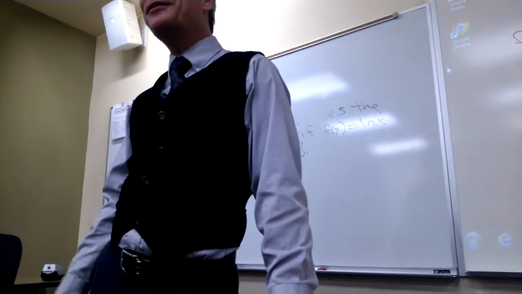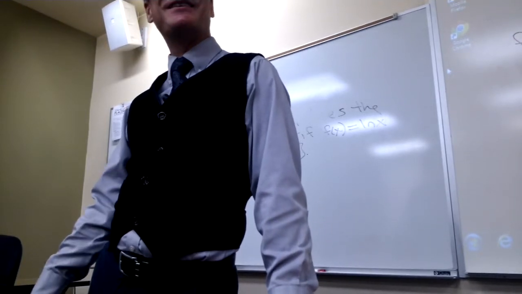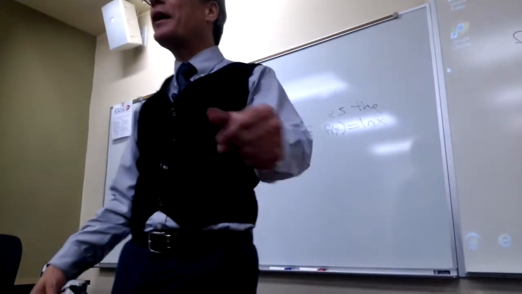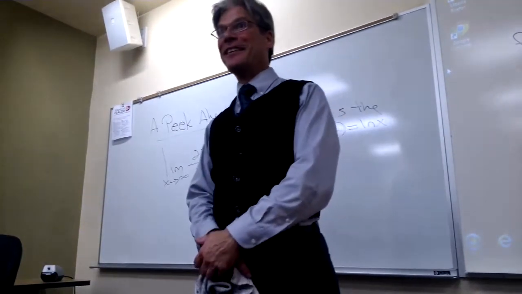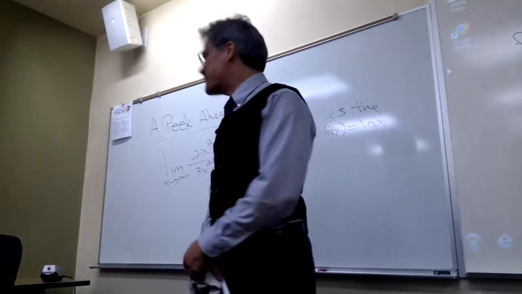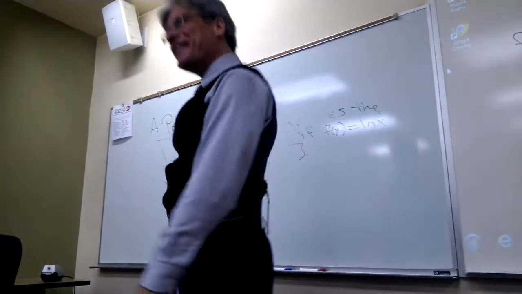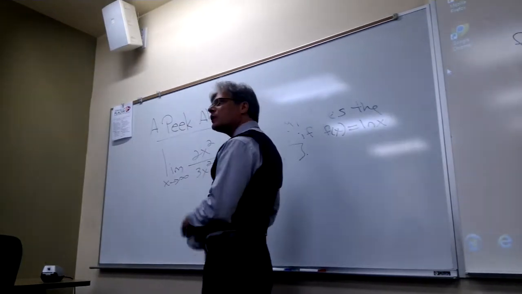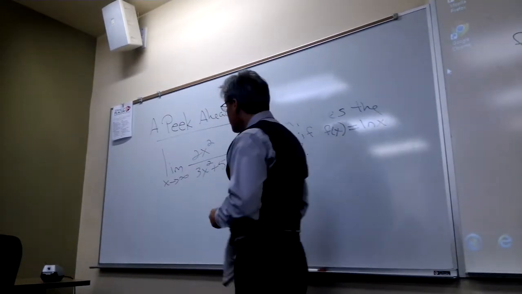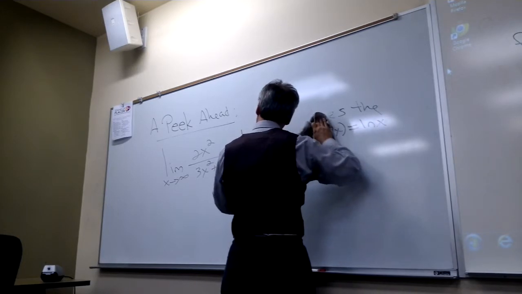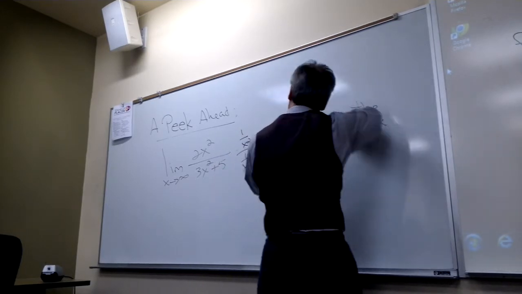How did I train you this semester to evaluate this limit? You multiply top and bottom by 1 over x squared. Remember, one way is L'Hôpital, or you can just memorize it. The negative things really involve an x squared every time in this case. I think if I just multiply top and bottom by 1 over x squared, I just get this limit.